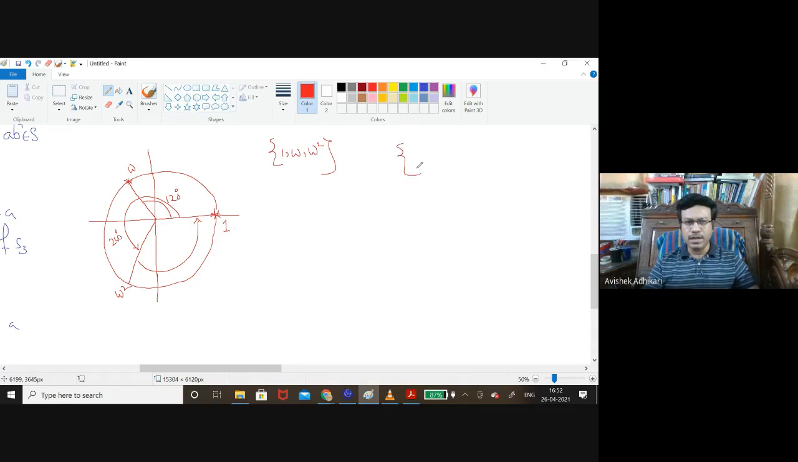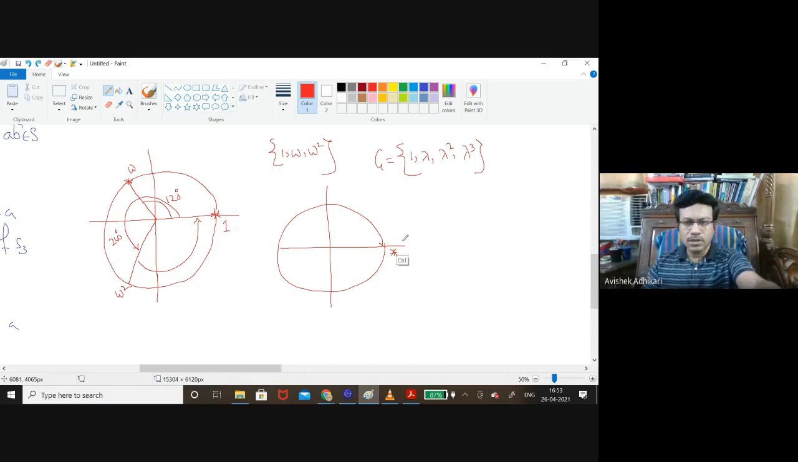Now quickly, can you tell me the fourth root of unity? Say 1, lambda, lambda square, lambda cube. Suppose this is my group. Sir, 180, yes, very good, and 270, very good. So this is my 90. Sorry, this point is my 1. This is my, say, lambda. This is my lambda square, and this is my lambda cube.